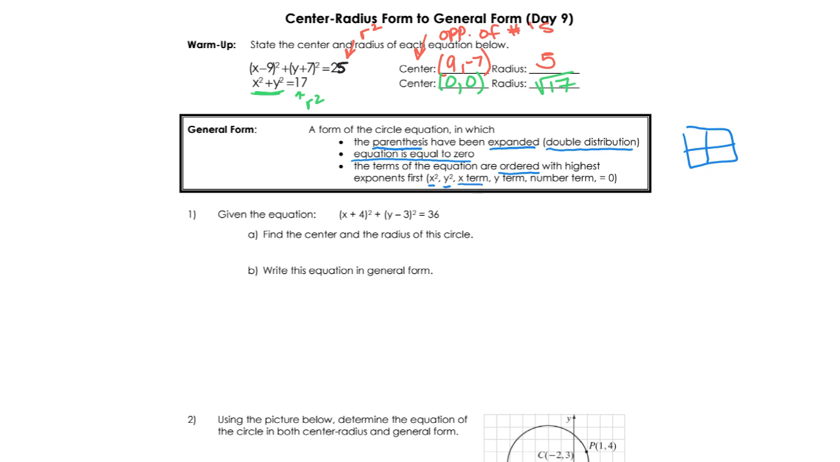Okay. Then your x term and your y term will be the next two terms, and then your number term, and then your equal 0. So remember to order them like that. You will be fine. And so here we go. We're going to take a look at number 1.